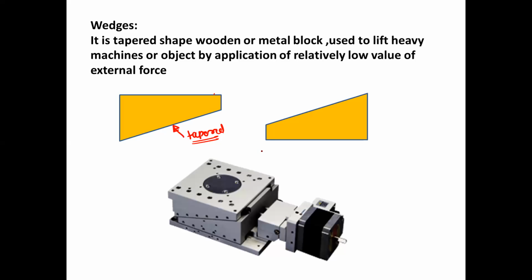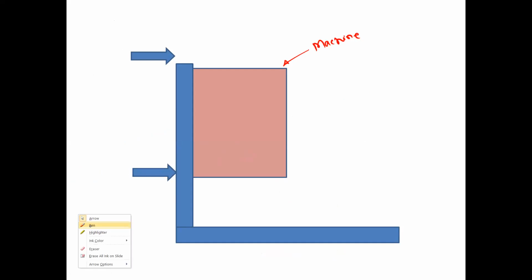So how will a wedge lift a heavy load? You can observe here in the animation. Suppose we have one machine or heavy object as shown in the figure. Initially it is at this level. Let us take this as level 1, and we want to lift this machine to this level, which is level 2.